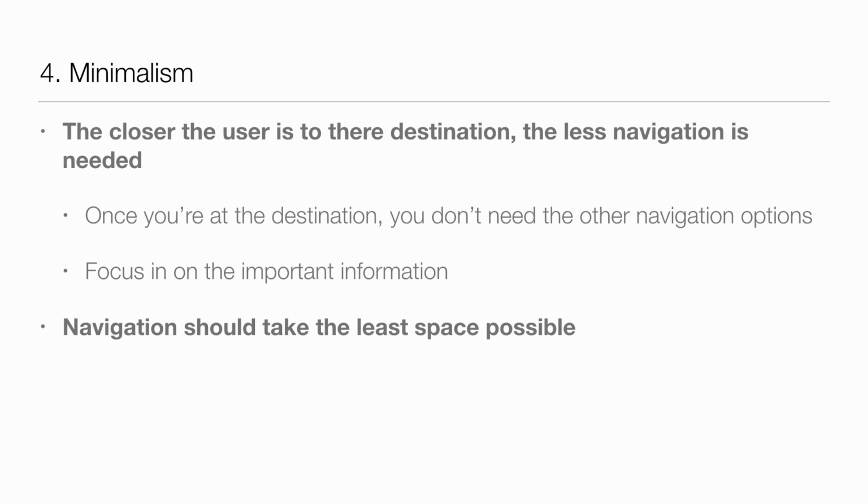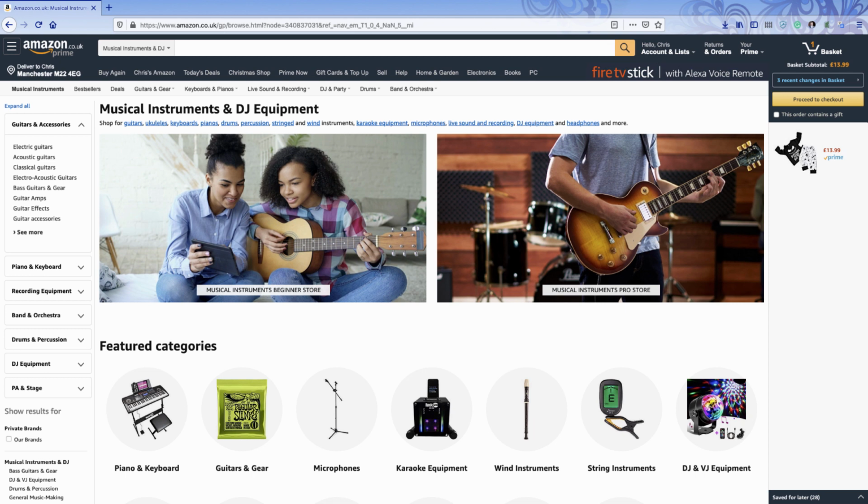Minimalism is not giving more information than you need. That might be lots of information on the homepage, but it might be very little information elsewhere. So let's have a look at that in practice. Once again, Amazon's website, great example here. There's a lot of options here. There's a lot of links. We can go in any number of directions.